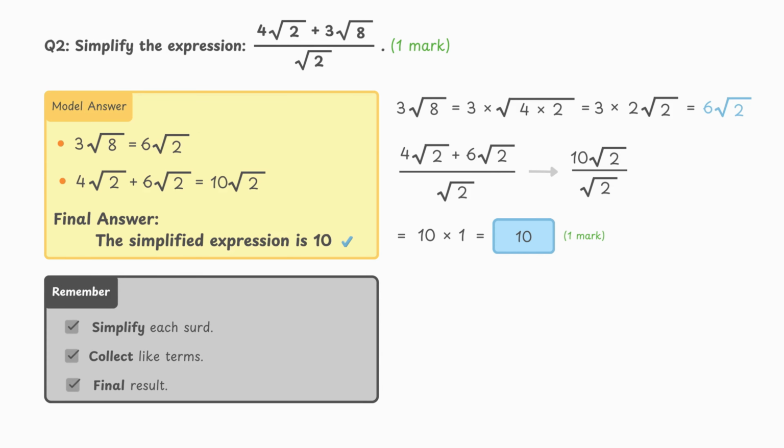And that's it. To recap, simplify each surd by finding the largest square factor, then collect like terms. This way, we can write the expression exactly.